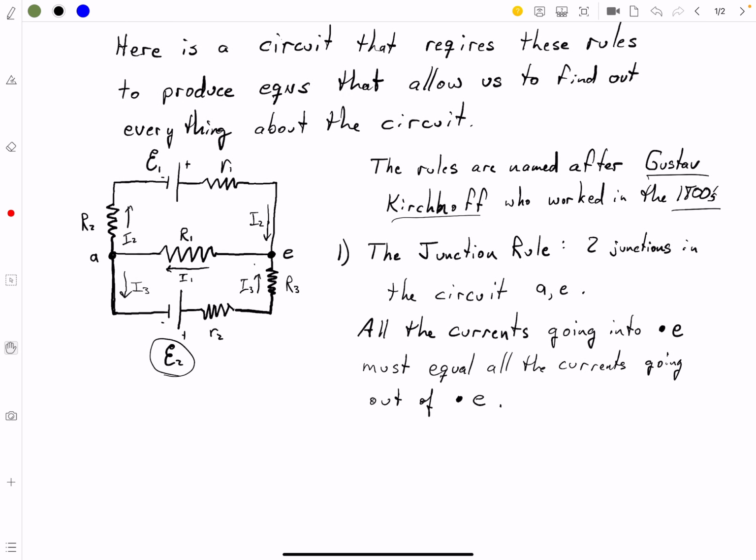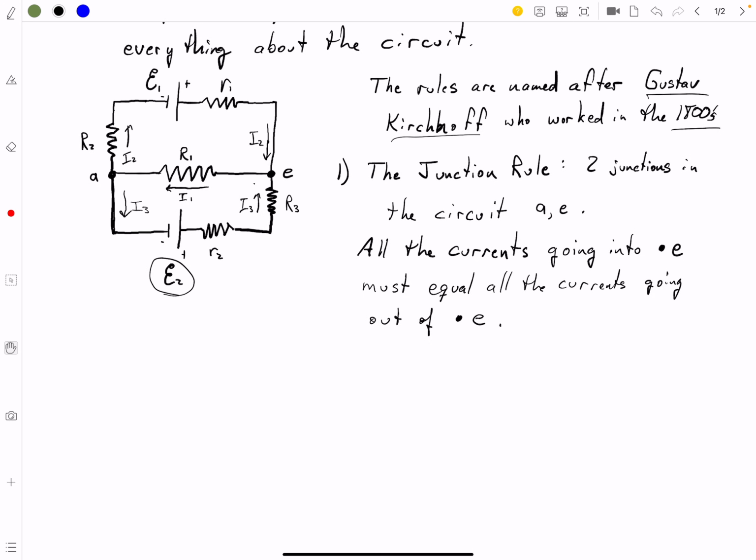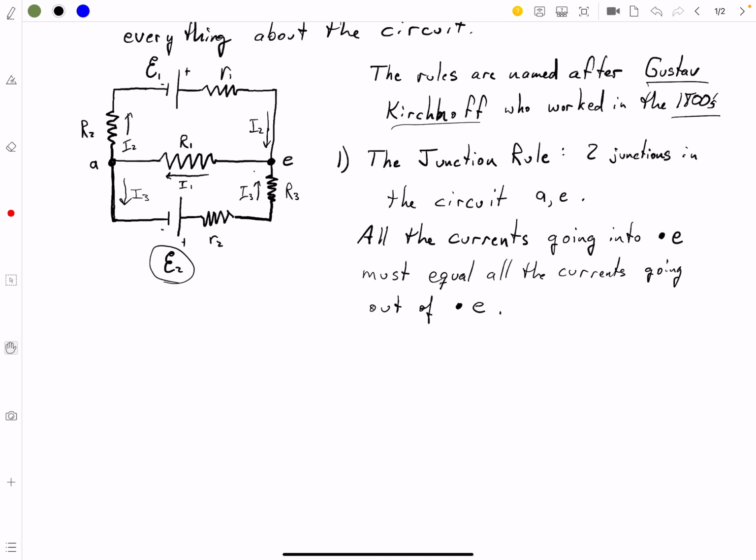The first rule that we have is the junction rule. So let's highlight that, the junction rule. We have two junctions on this circuit, point A and point E. All the currents going into point E, for example, must equal all the currents going out of that point.